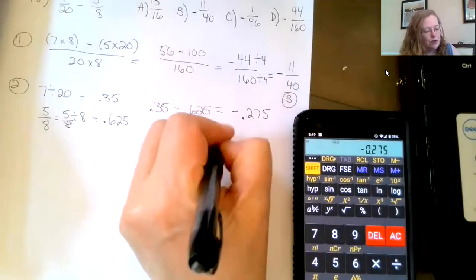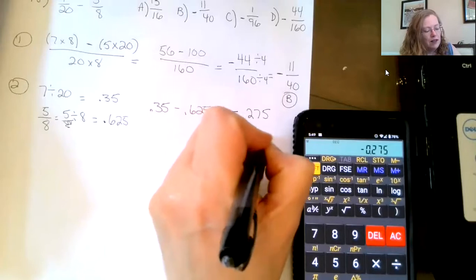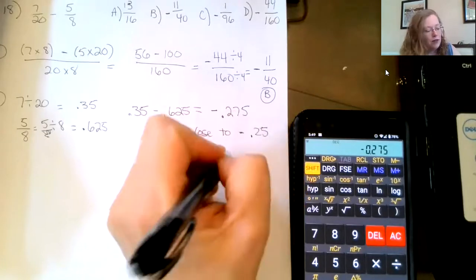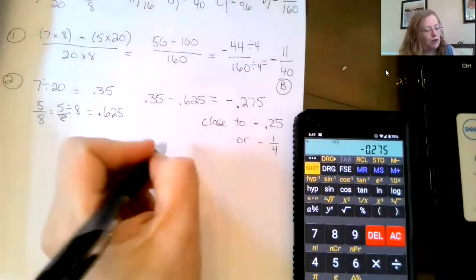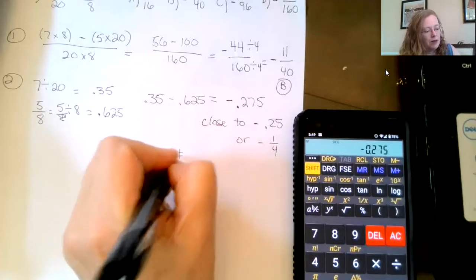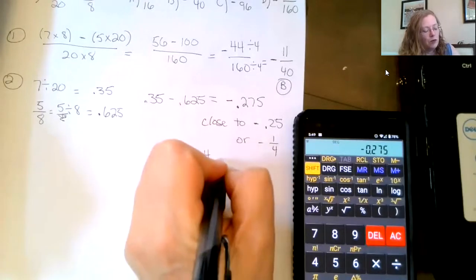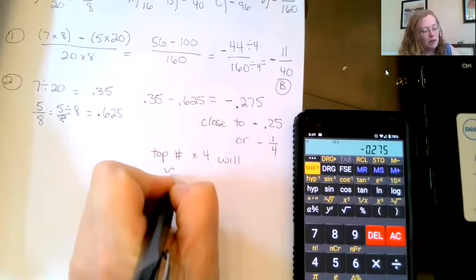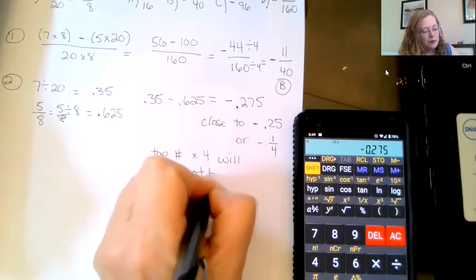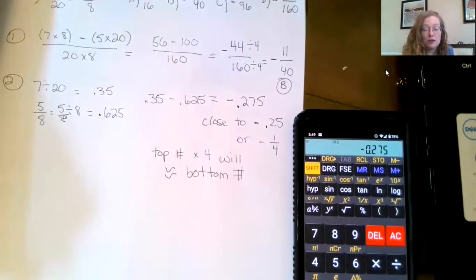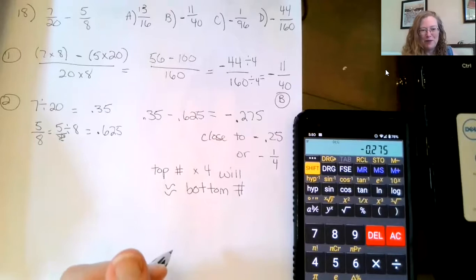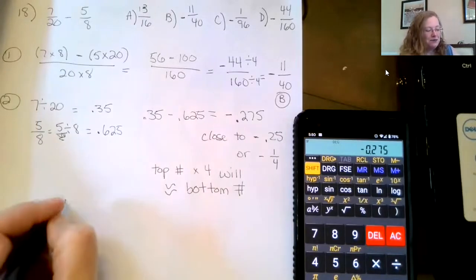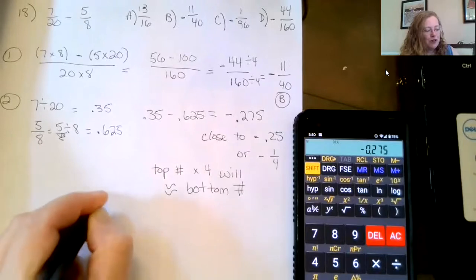Okay, what's this close to? So this is close to negative 0.25 or negative 1/4. And as I was saying before, the top number times 4 will approximately equal the bottom number. This just gets me close. This helps me narrow down the answer choices. And then I can put them in my calculator and see which is correct. Keep looking at the wrong spot for my camera. 13 over 16 times 4, it's not going to work.